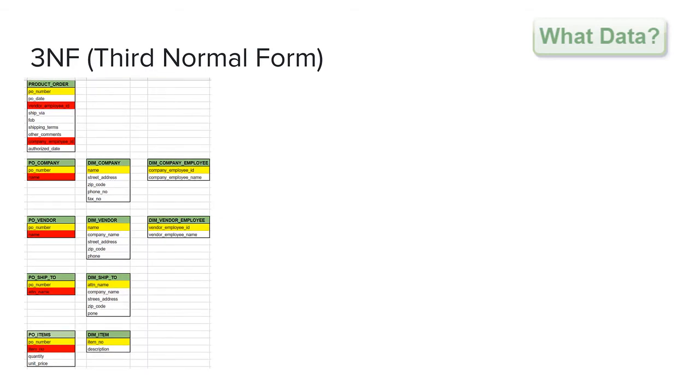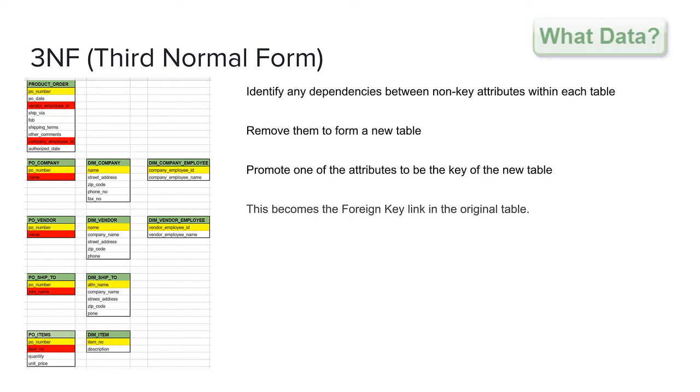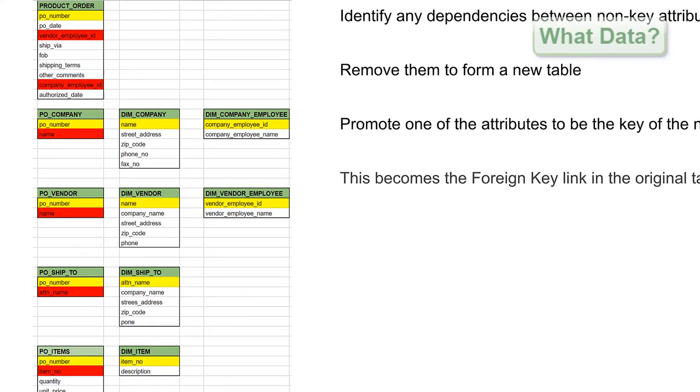For third normal form, we need to identify any dependencies between non-key attributes with each table. We then remove these dependencies and create a new table. We then promote one of the attributes in the new table to be a key for the table, and lastly we can take the new key value and link it back to our original table, which will be known as a foreign key in our original table.